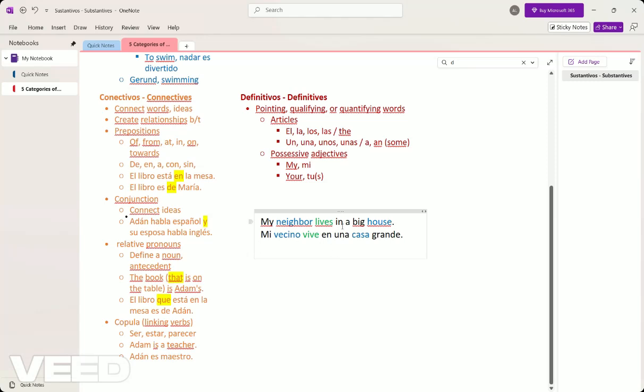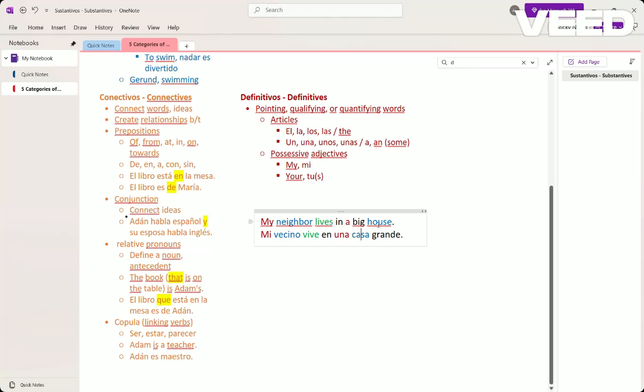My neighbor lives in a big house. Now, the rest of the words are basically either connectors or pointers or descriptors. So I have a relationship between house, lives, and neighbor. A pointing word: in mi vecino, the word mi points to neighbor. The word my points to neighbor. Now, a is the word that points to house. Which house? A house. Una casa. Now we've got two more words in each sentence. So what do these words do?